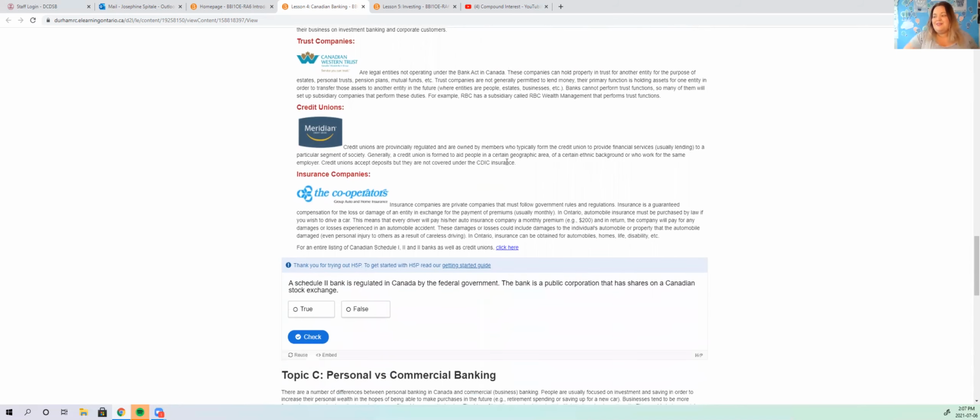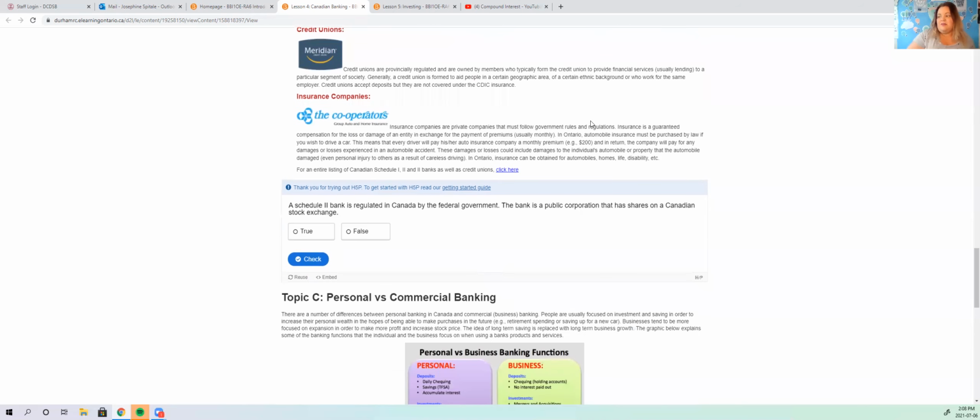Credit unions. Credit unions are provincially regulated and are owned by members who typically form the credit union to provide financial services. So this could be members of a certain ethnic group. It could be members of a certain company. For example, the Toronto Transit Commission in Toronto, they have a credit union aligned that people that are employed with the TTC can gain membership in so that they can establish that. And so they sometimes have special services or discounted rates that they offer their members to make it attractive for them to join. Okay, that's an example of that.